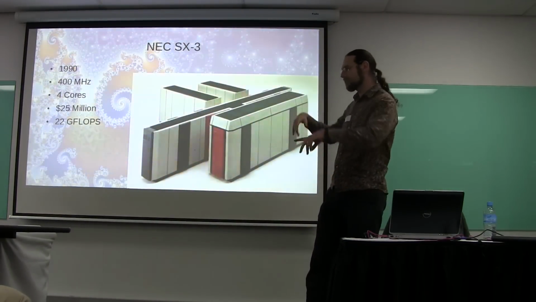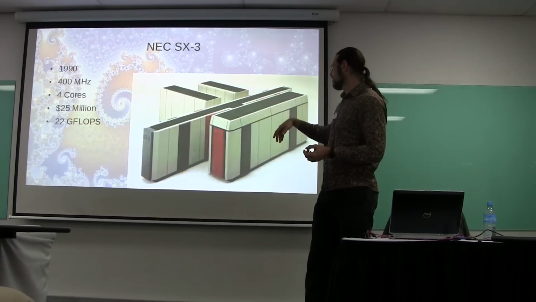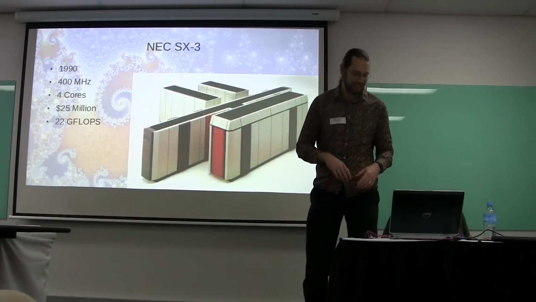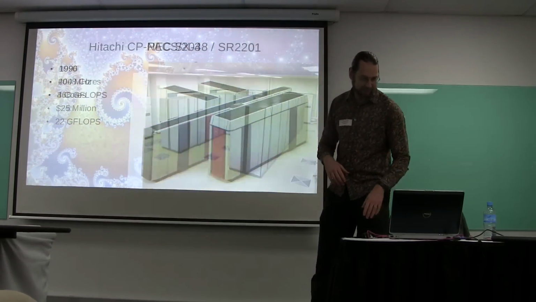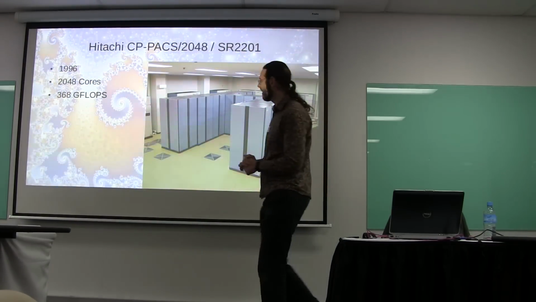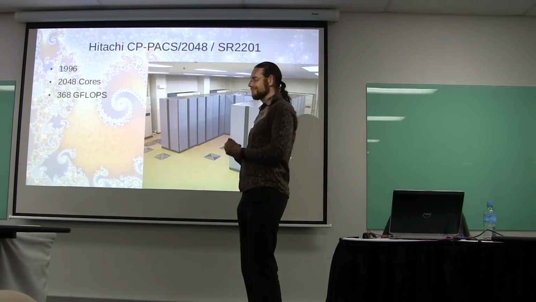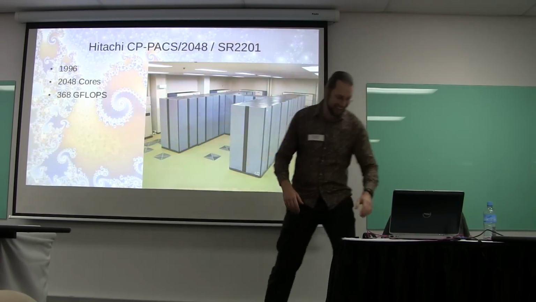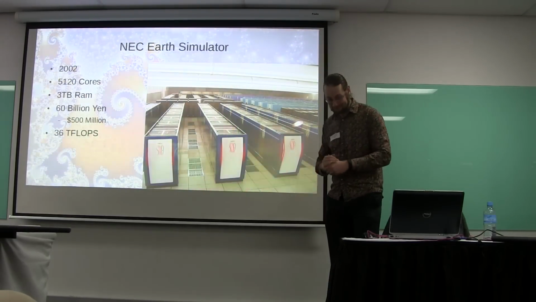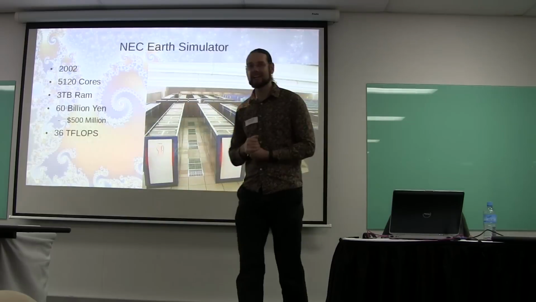Okay, moving on, jumping about 5 years ahead each time. We're up to 400 megahertz, 4 cores, $25 million, 22 gigaflops. Getting slightly more interesting. Okay, we're up to 386 gigaflops, 2048 cores. No, it's still not very exciting. I was going to say, okay, the Earth Simulator. It's quite a big computer, $500 million to build.